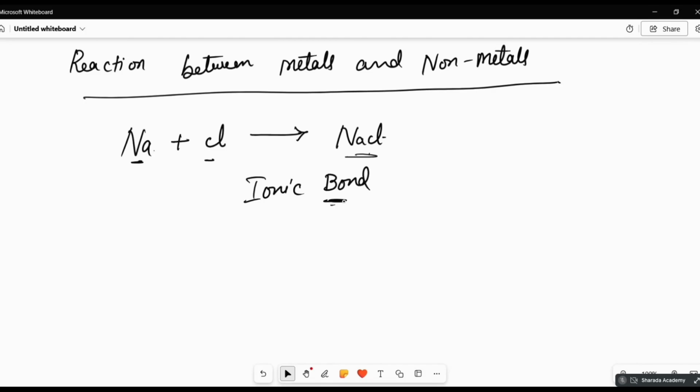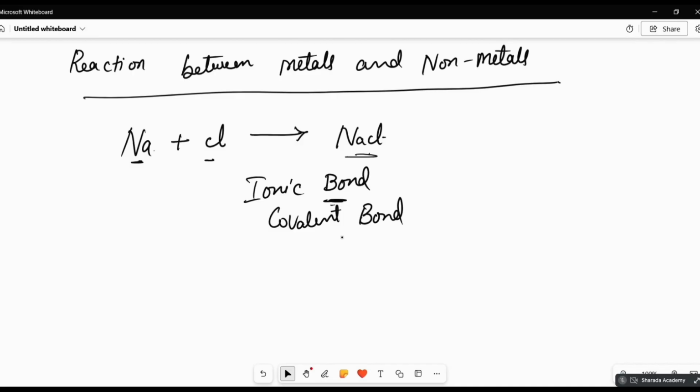So how is a bond formed? There are two types of bonds. One is an ionic bond, second one is a covalent bond. This is very important. This is the key thing from where you should learn chemistry. Ionic bond and covalent bond. An ionic bond is formed when one gives the electron and the other takes the electron, one or two, then an ionic bond is formed.